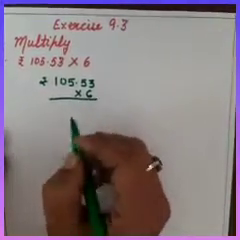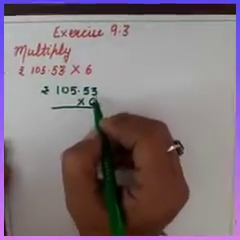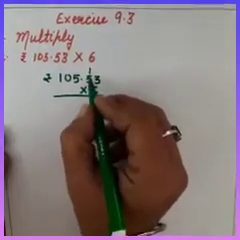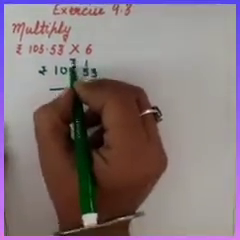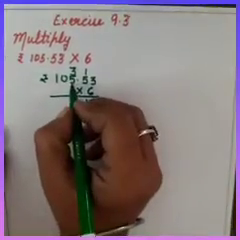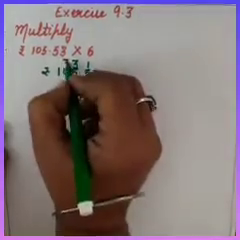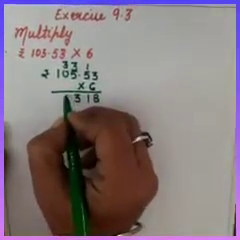So first we will arrange the numbers and we will multiply as if there is no point. 6 times 3 is 18. So 8 here, 1 carry. 6 times 5 is 30. 30 plus 1 is 31. So 1 here and 3 carry. 6 into 5 is 30. 30 plus 3 is 33. So 3 here and 3 carry. 6 zeros are 0 and 0 plus 3 is 3.